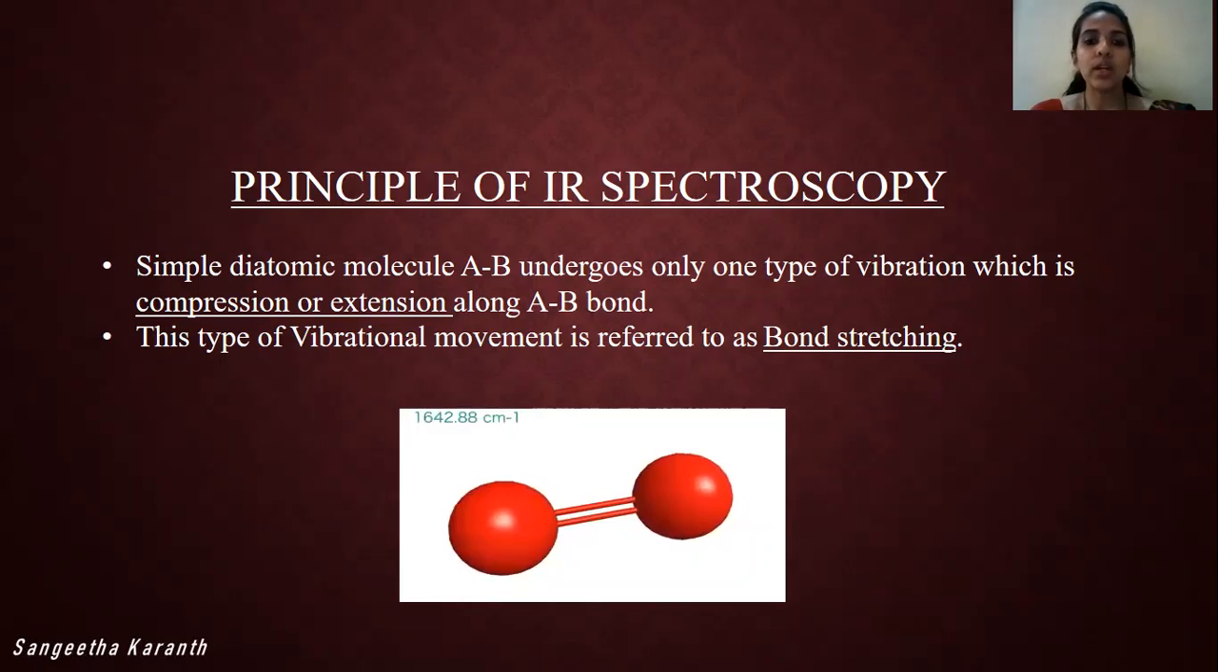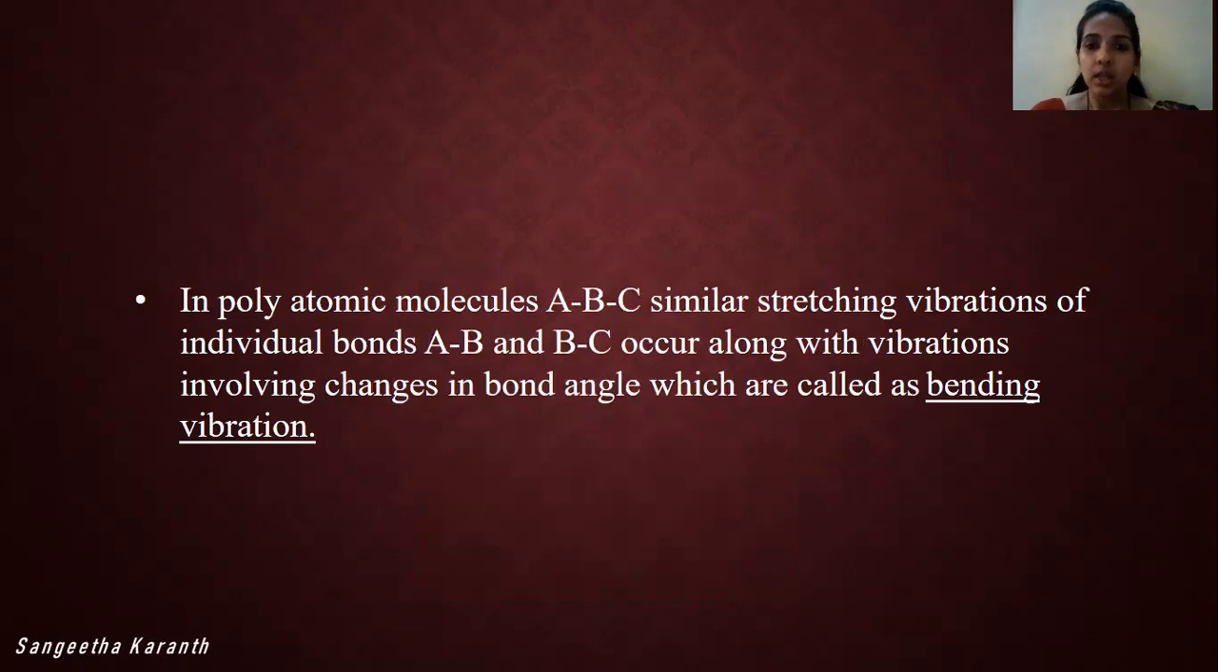This is the case only when we are considering a diatomic molecule, that is, when only two atoms make up one particular molecule. But suppose we are considering molecules with more than two atoms, then there will be one more type of vibration which is called bending vibration. During bending vibration, there is a change in the bond angle.